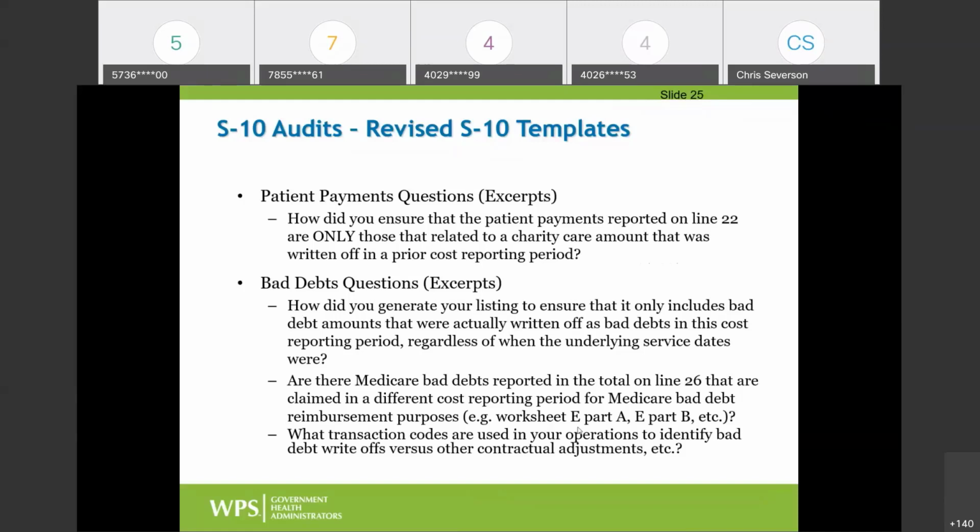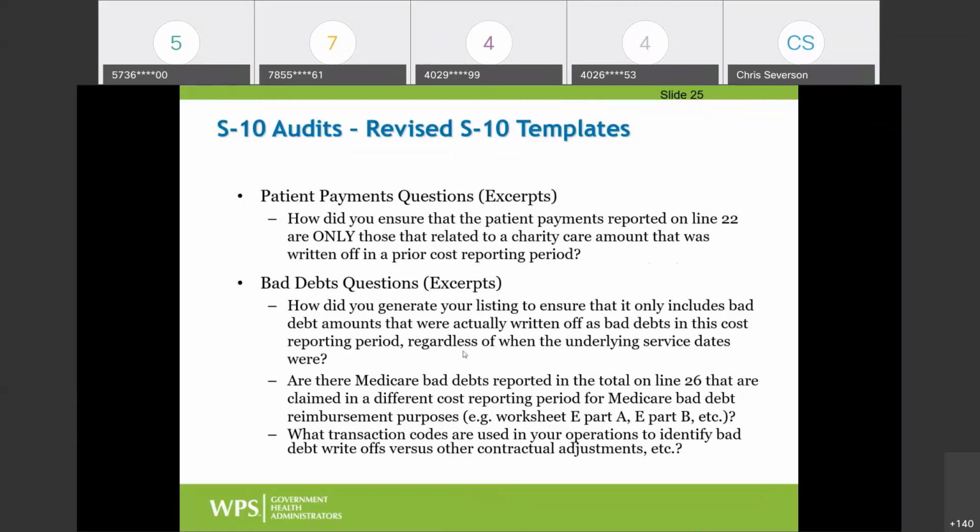I know some hospitals have policies that they return those amounts to the patient. They won't even accept it. But if the provider does accept that payment against a previously written off charity care, that's what line 22 is for. So I just wanted to stress that point. It's definitely not all patient payments. It's just the relatively few times the patient will still make a payment against a charity care approved amount.